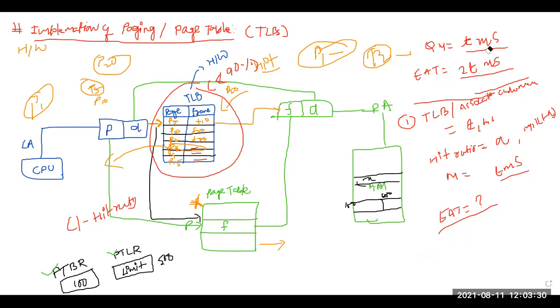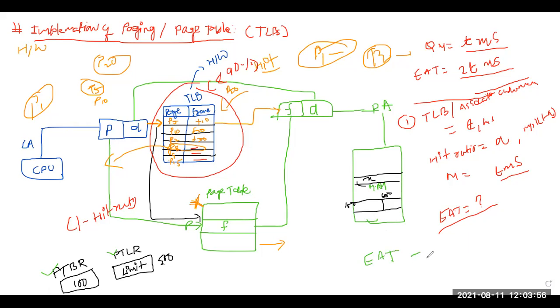First of all, we will take two cases here. So derive the formula for this one. We will consider two cases. In the first case, I will assume that there is a TLB hit. So what are we assuming? TLB hit means the page is found in your translation lookaside buffer. So if there is a TLB hit, what will the access time be? Tell me.